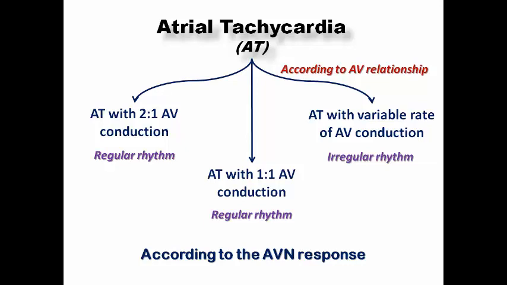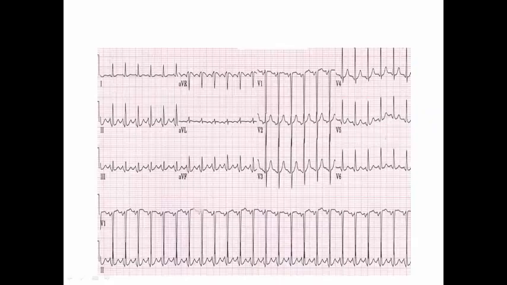So the first two types would show regular rhythm, while the last type, which is variable rate of conduction, would show irregular rhythm. So this is another way to classify atrial tachycardia apart from the mechanism.